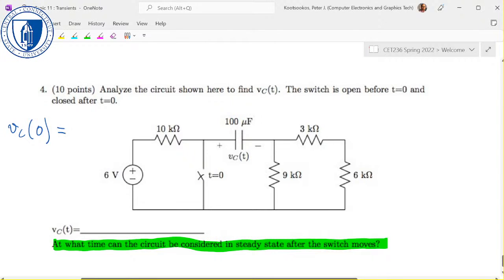Abigail, do you have any thoughts on how you would find the voltage across the capacitor at time zero? Sorry, would it just be 6 volts? Can you explain your reasoning? You're right, but it'd be nice to know the reasoning so everybody could get there, right? So VC at time zero is just 6 volts.